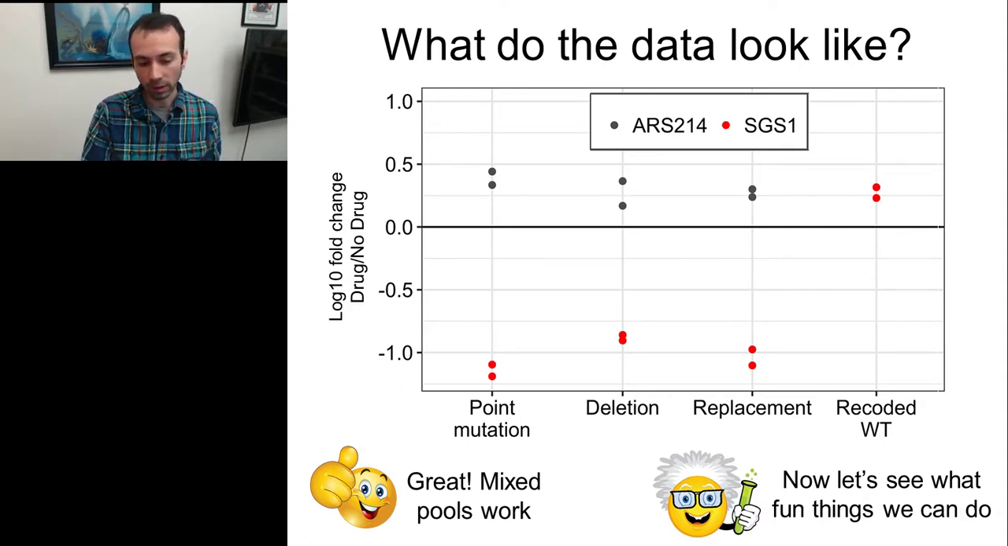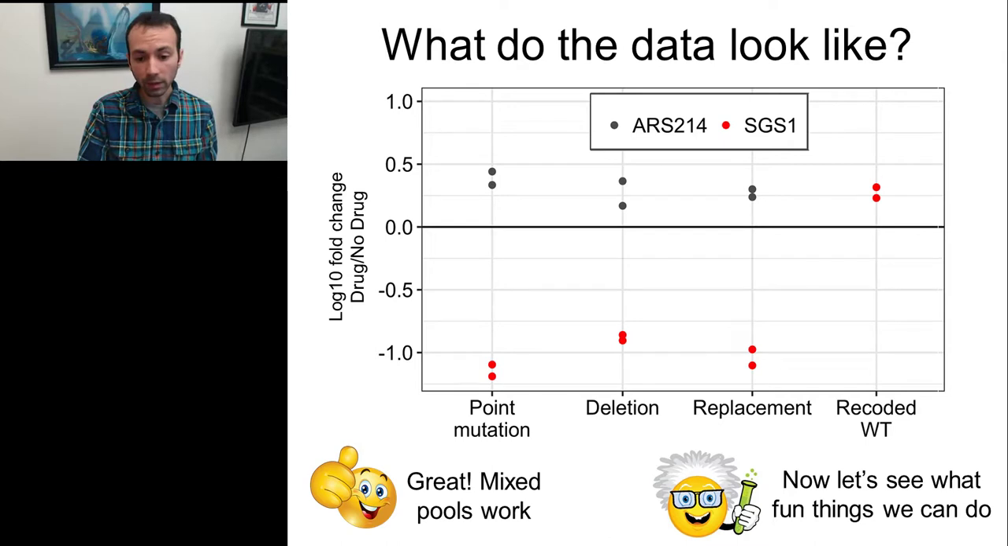Once again, we also looked at the cells that had deletions in SGS1 or replacements in SGS1 that were supposed to pull a piece of SGS1 out and insert junk instead of it. Those also grew poorly, as you would expect, since they're all disrupting SGS1 function, while doing the same deletions or insertions into RS214 didn't have an effect.